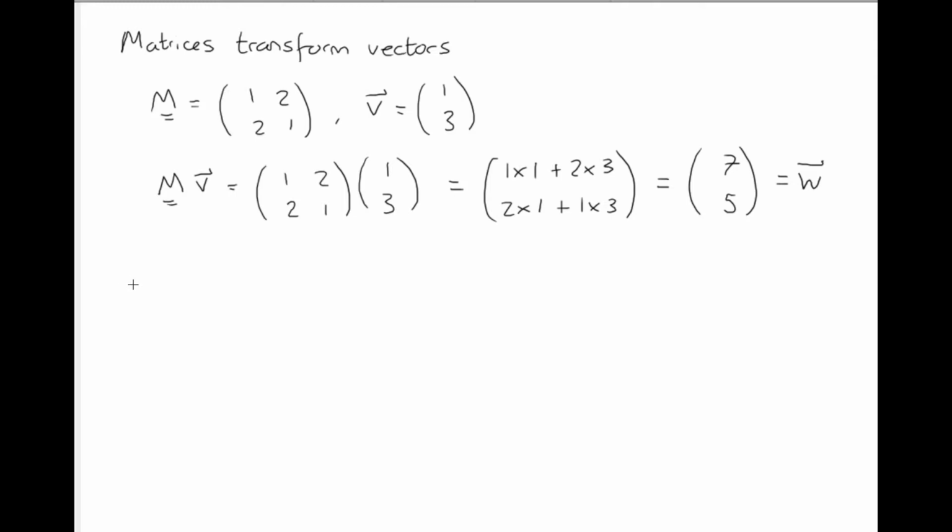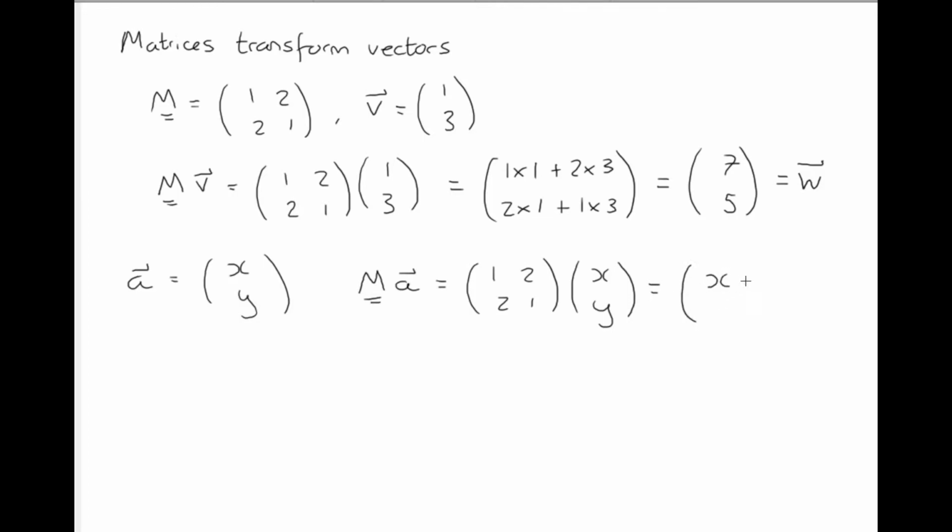We can describe these transformations more generally though if we introduce a vector, let's call it A, which has values x and y, where x and y are any real number. We can then apply our matrix to our vector, which if we do this in the exact same way as before, we'll end up with x plus 2y and 2x plus y, and this is our new vector B. So we have now transformed our vector A into a new vector B in terms of its old position.